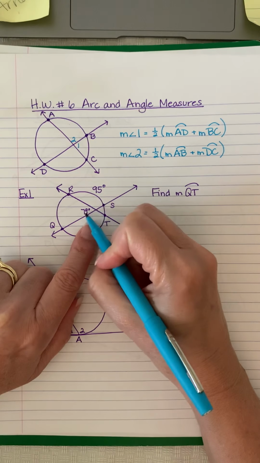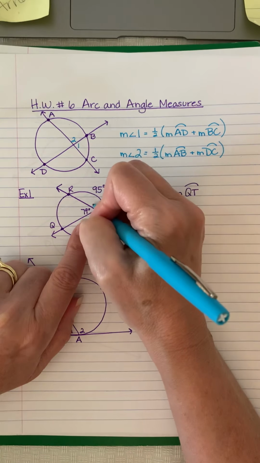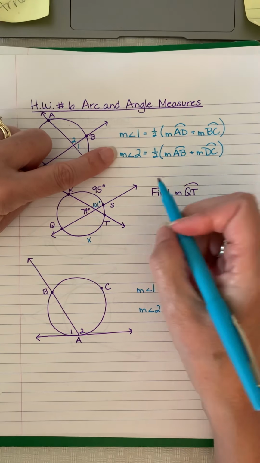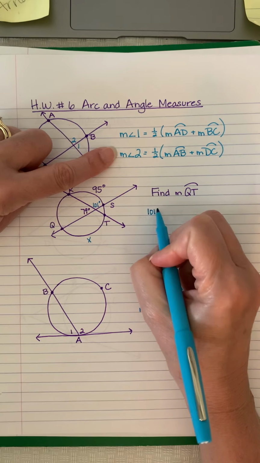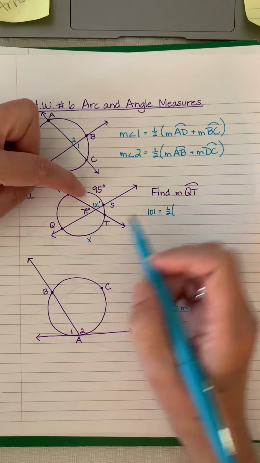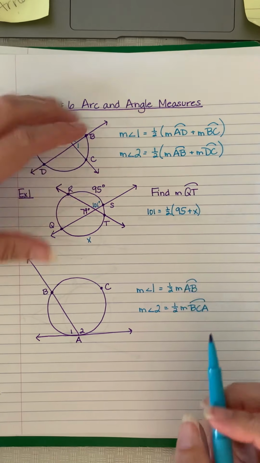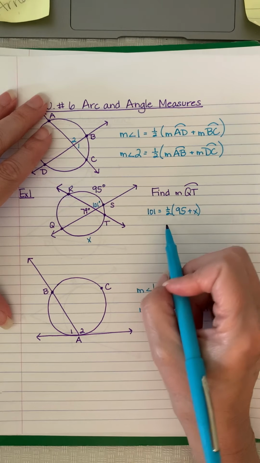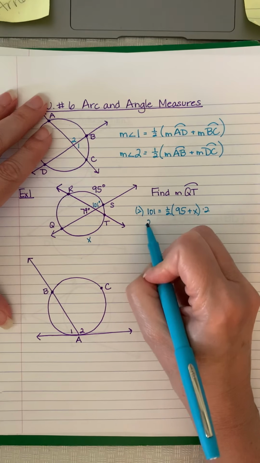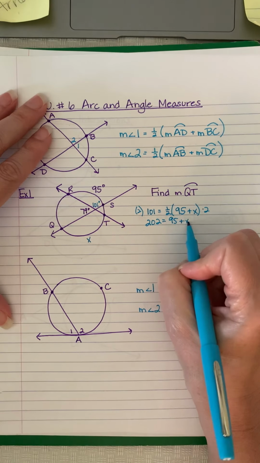Well, we have supplementary angles, so 180 minus 79 is going to be 101 degrees. So then we just plug things into the formula. 101 degrees is going to equal 1/2 the sum of these 2, 95 plus X. Then we use our algebra. First thing I like to do is clear my fractions, so I'm going to multiply both sides by 2. So I will have 202 is equal to 95 plus X.